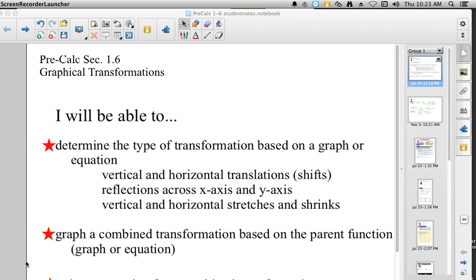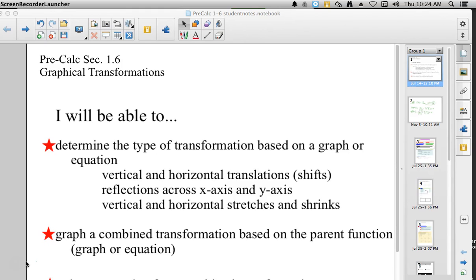So we're going to determine the type of transformation based on a graph or equation. We're going to talk about the vertical and the horizontal translations. If you remember, H is our horizontal translations. That has to do with the right and left. And then K is our up and down, our vertical, in our formulas that involve A, H, and K. Reflections across the x-axis, we're going to see a negative in front of the y for those. And then reflections across the y-axis, we're going to see a negative in front of the x.